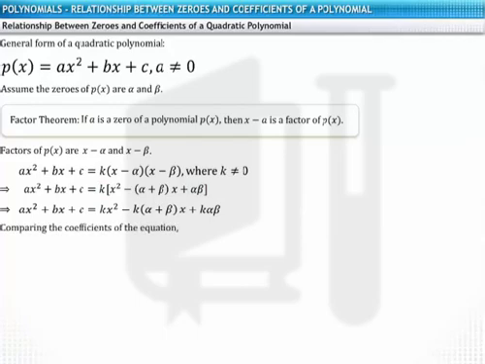Now, let's compare the coefficients on both the sides of the equation. A is equal to k. This is by comparing the coefficient of x square. Let this be equation 1. B is equal to minus k multiplied by alpha plus beta. This is by comparing the coefficient of x. Let this be equation 2. And c is equal to k multiplied by alpha multiplied by beta. Let this be equation 3.